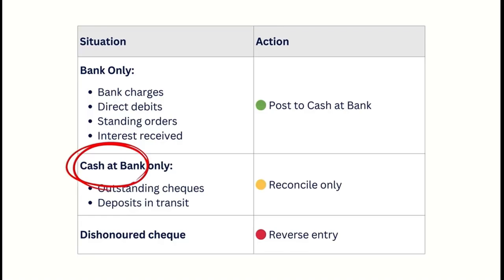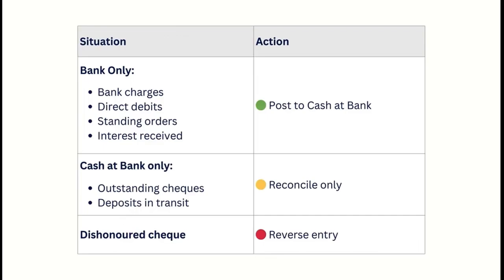Examples are bank charges, direct debits, standing orders, and interest received. If a transaction appears in our cash at bank account but does not yet appear on the bank statement, this is usually a timing difference. We have already recorded the transaction correctly, but the bank has not processed it yet. In this case, we do not post anything further to the cash book. Instead, we explain the difference in the bank reconciliation statement. Examples are outstanding checks and deposits in transit.